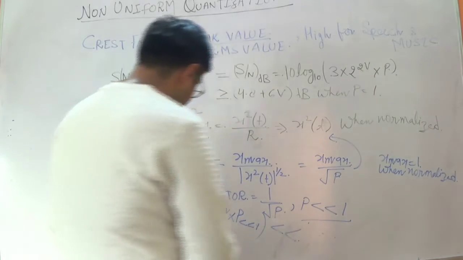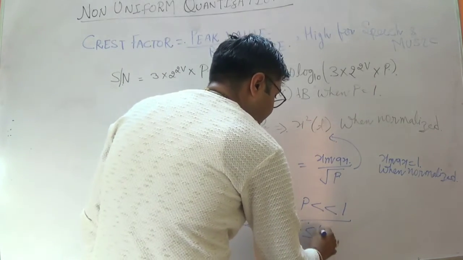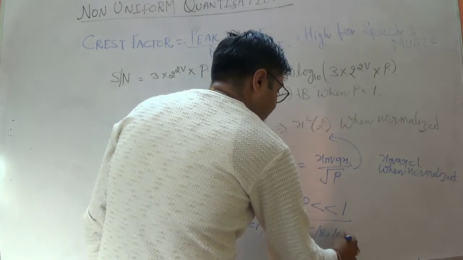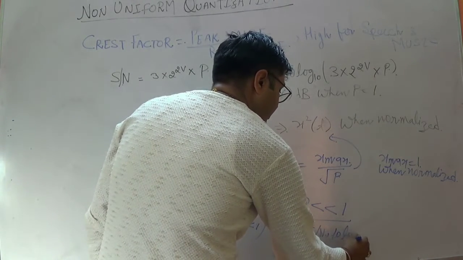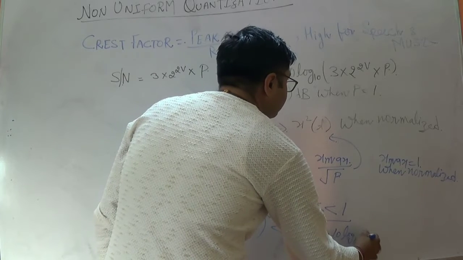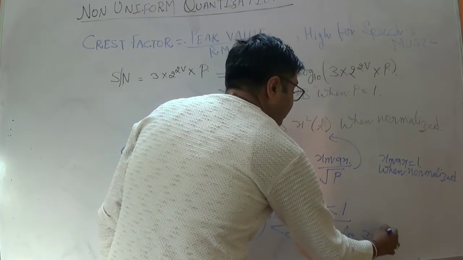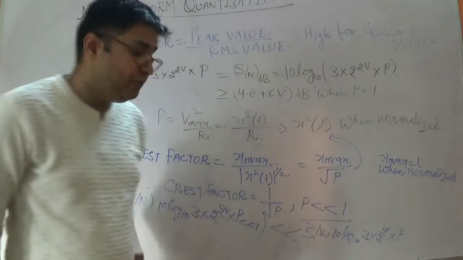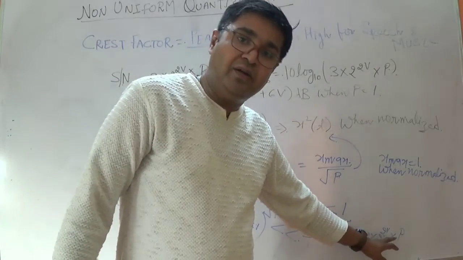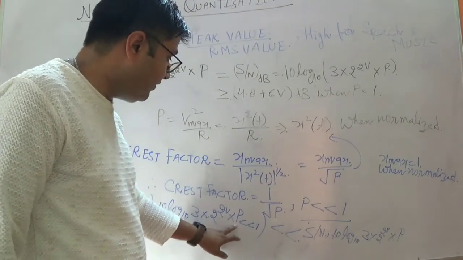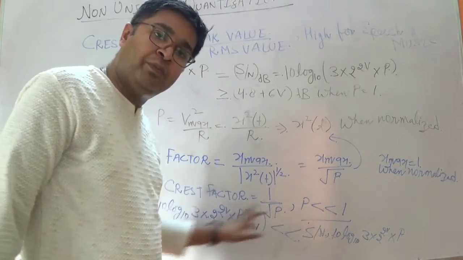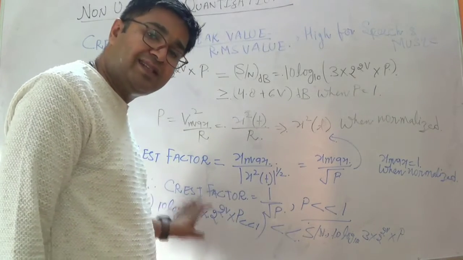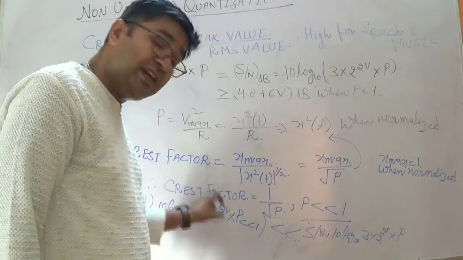SNR is 10 log 10 of 3 into 2 to the power 2v into P. If P's value is normal and the other P is very less than 1, then if you compare both the signals, this particular signal's SNR will be very less.